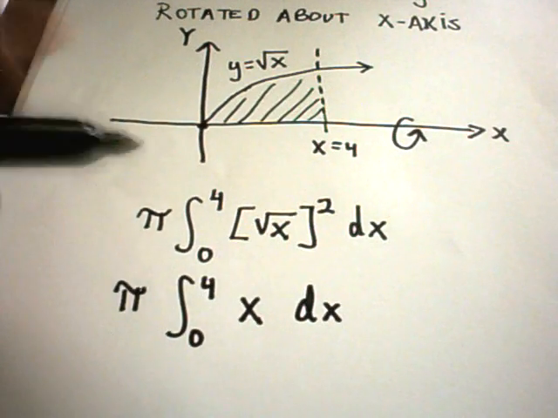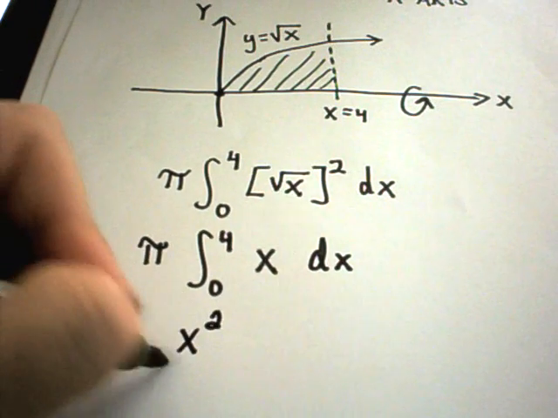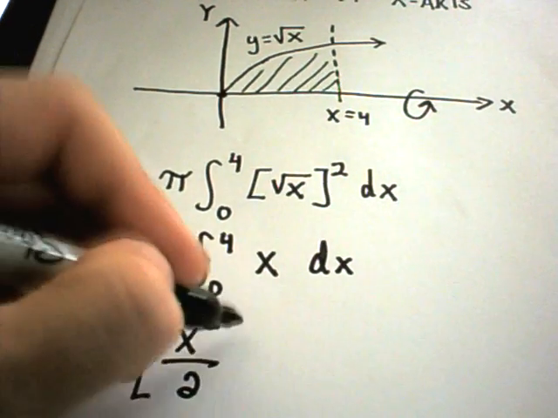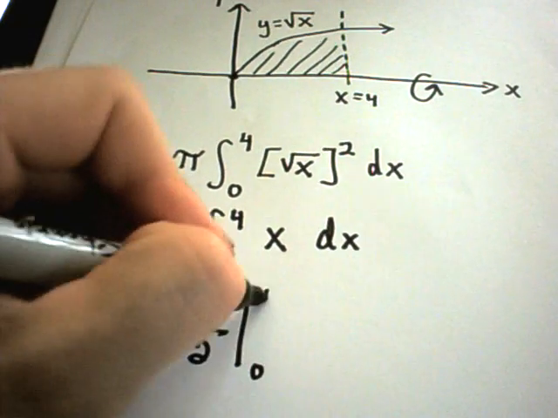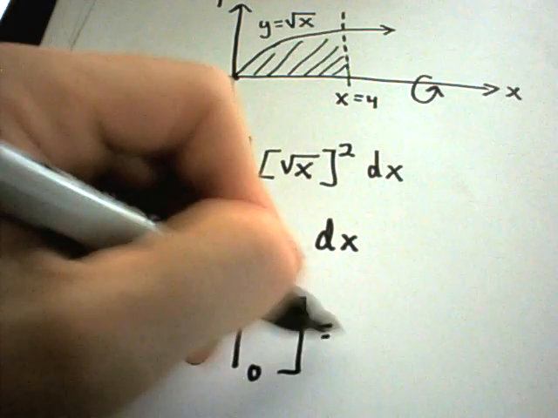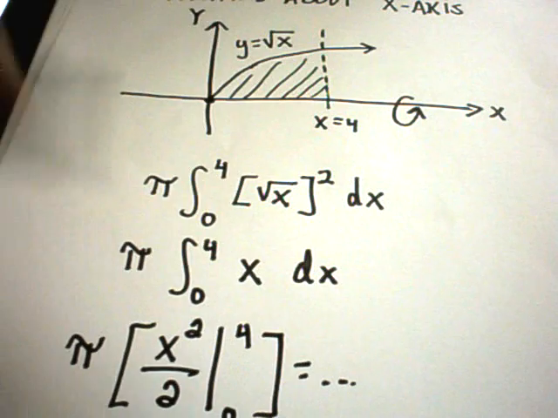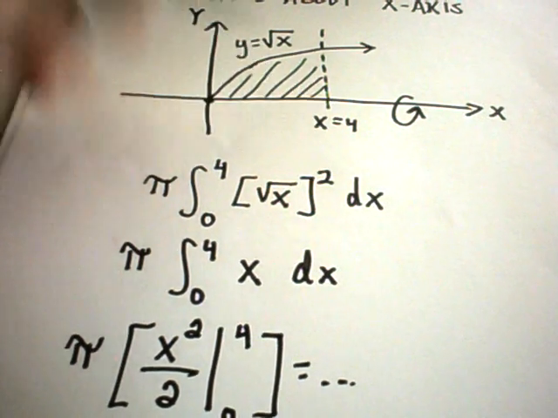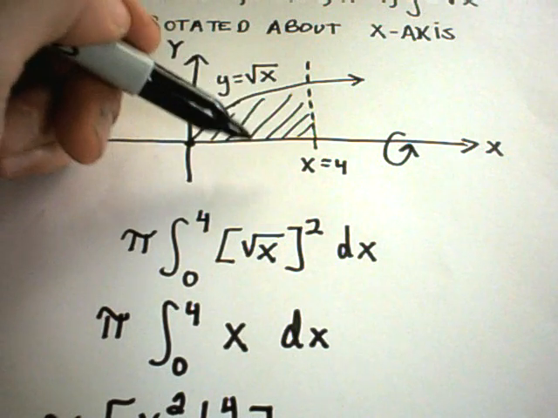Okay? So you would find the antiderivative, x squared over 2, still remembering we have to multiply by pi out front, and then calculate that from 0 to 4. Okay, and get your final answer. And that number again would represent the volume of this original region being rotated about the x-axis.